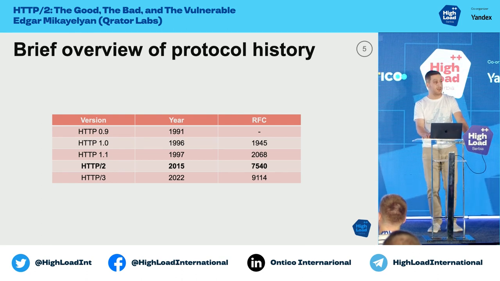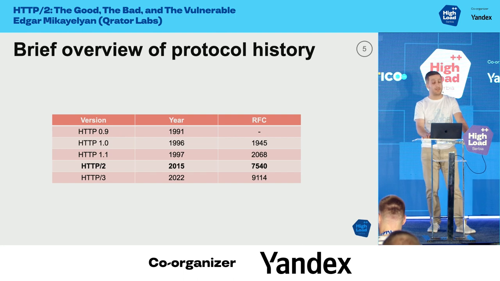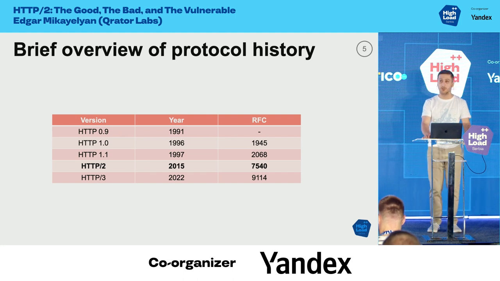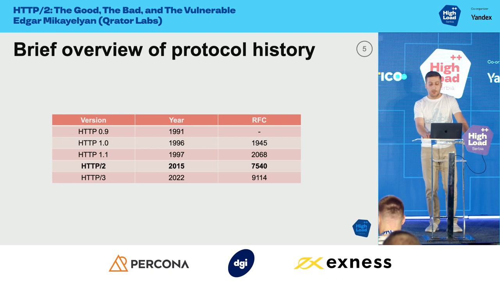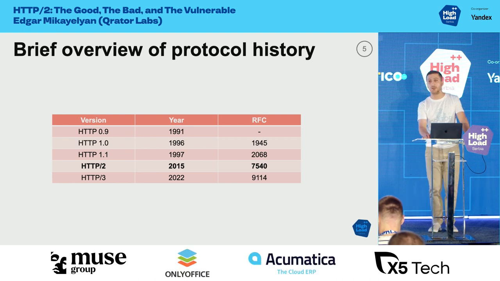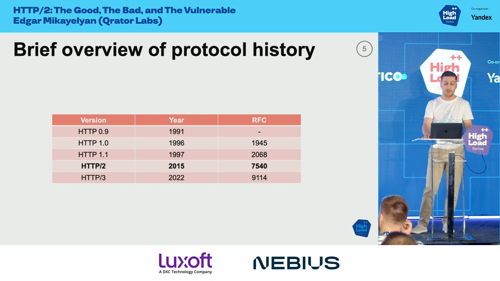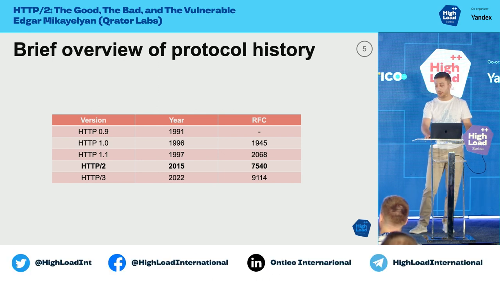And finally, in 1997, HTTP 1.1 was standardized. It is the first fully standardized version of the protocol, which introduced critical performance optimizations and feature enhancements, such as persistent connections, chunked transfers, compression, and content negotiation.